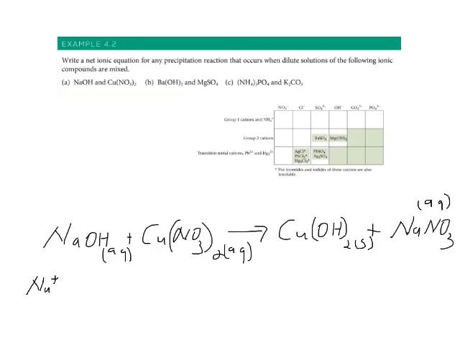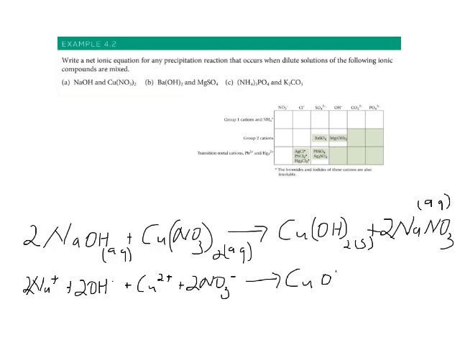Oh, I guess I should probably say that I will balance this equation. So we had 2 here and 2 here. Alright, so that means we have 2. Oops, 2. Alright, so then we have 2 OH minus, and then we have copper 2 plus and 2 nitrate ions. The copper hydroxide is insoluble. Because it's insoluble, I'm going to write it together as an insoluble substance. And then finally, over here, I have 2 sodium ions and 2 nitrate ions.